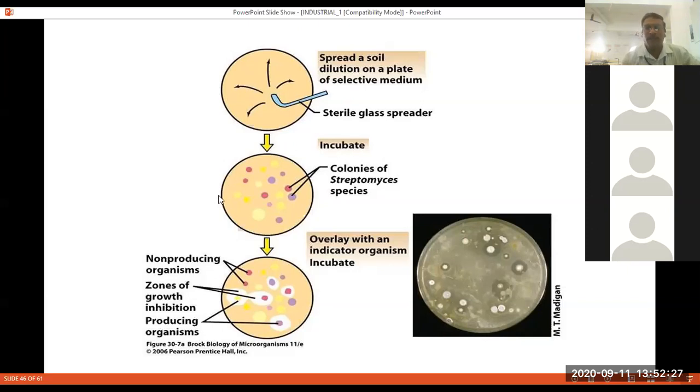Okay. Now see here, I get these two colonies. So these are colonies of Streptomyces species, but I'm not sure. Why? Because there are certain non-producing organisms, that is, non-antibiotic producing microorganisms, as well as antibiotic producing microorganisms. Now this plate, after the growth of Streptomyces after 48 hours, later on you have to add your test organisms. That is known as the indicator organism.